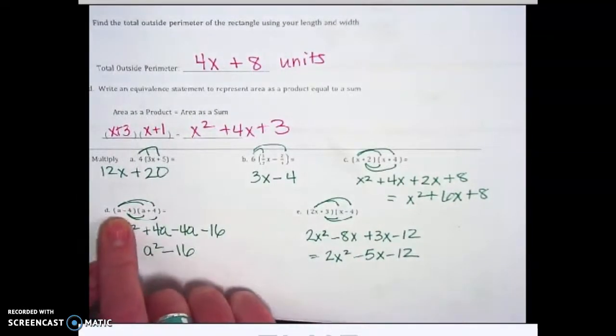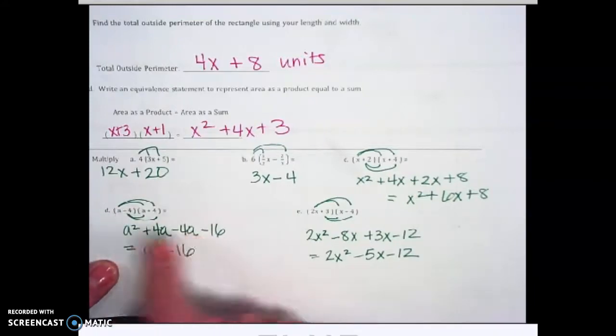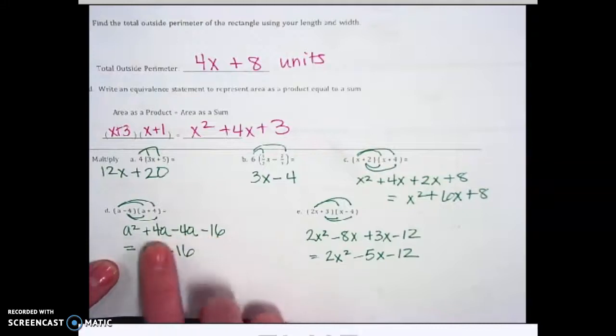I used FOIL here again. a times a is a squared. a times 4 is 4a. Negative 4 times a is negative 4a. And negative 4 times positive 4 is negative 16. These two middle terms combined, they're actually opposites. So that term eliminates, and you're left with a squared minus 16.